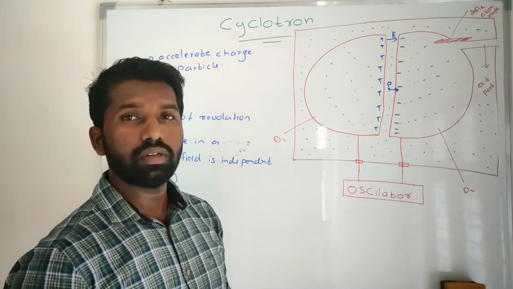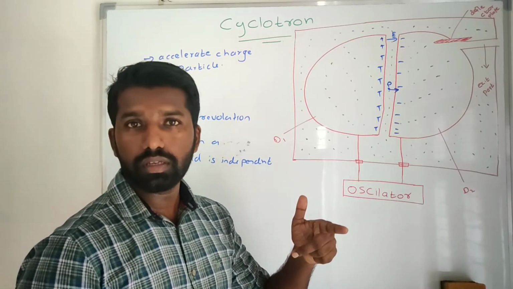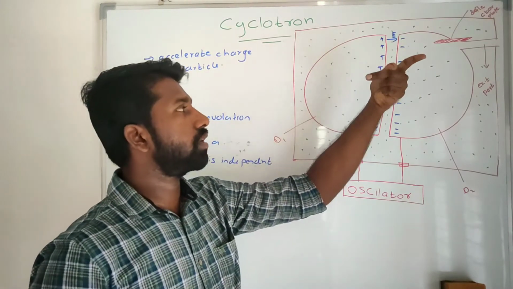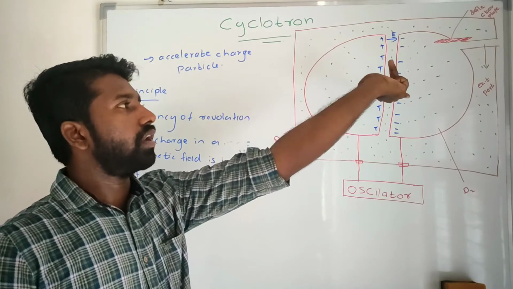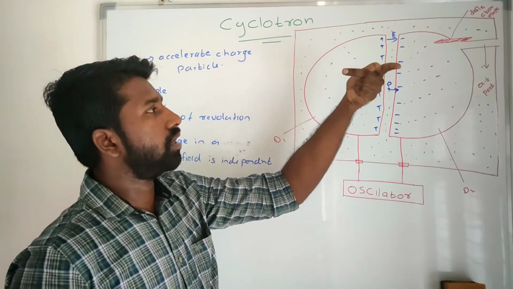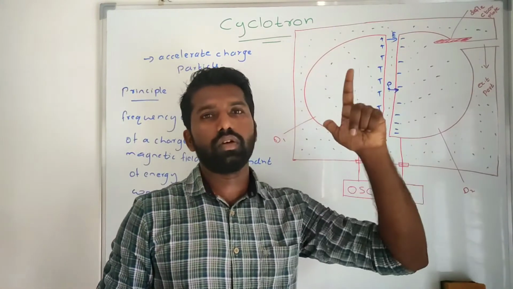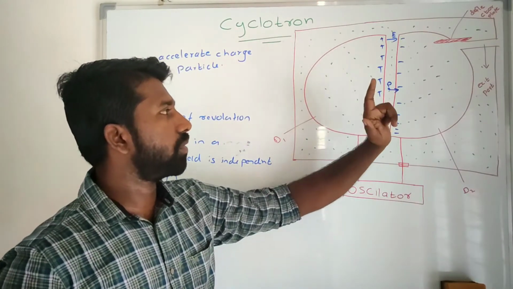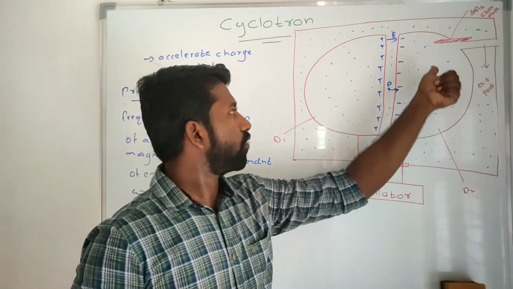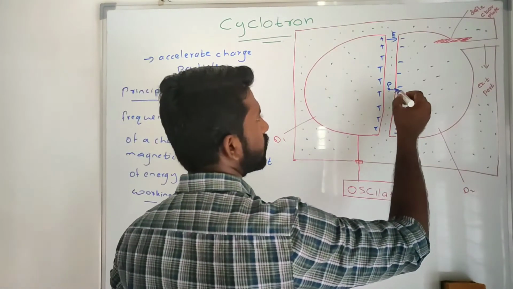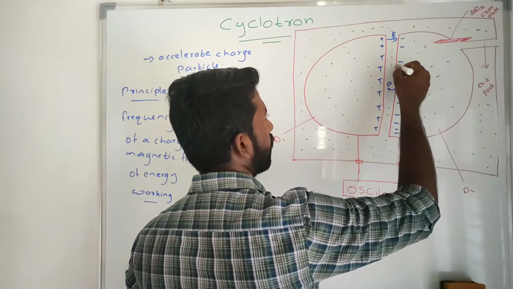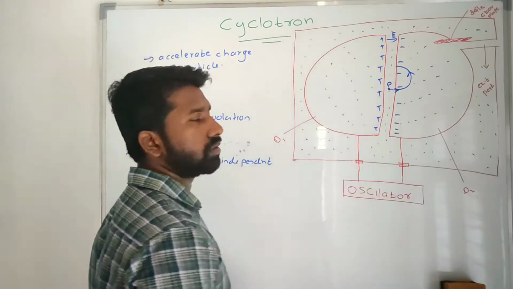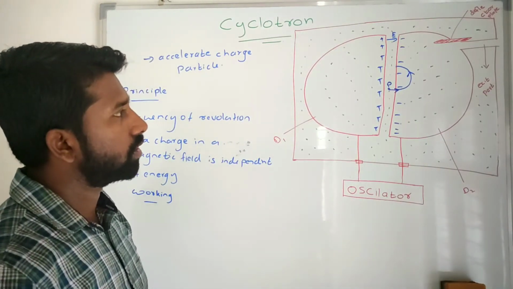You can find the direction by using Fleming's left hand rule. The field is coming out and the charged particle enters here. By using Fleming's left hand rule, you will get this force acting, so it will move in a circular path. Clear? It is moving in a circular path.